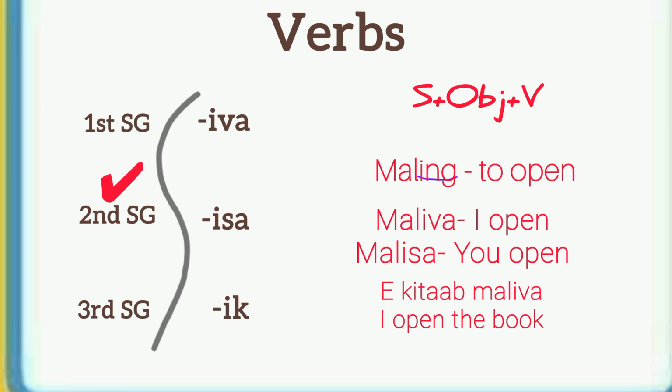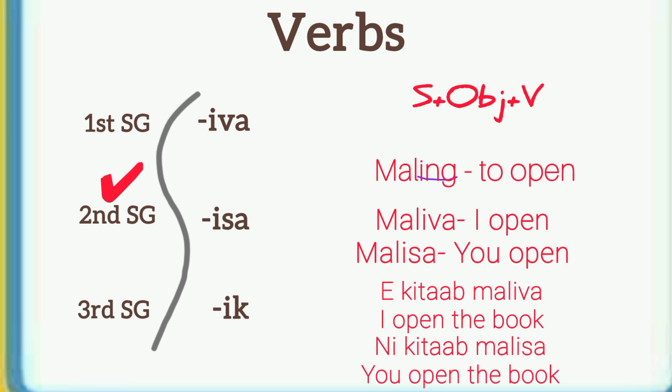So you can see these two example sentences. First, e kitab maleva. E here is the subject, kitab the object, and maleva the verb according to the first person. E kitab maleva, I open the book. So e means I, kitab book, and the verb ending iva indicates the first person. E kitab maleva, I open the book.